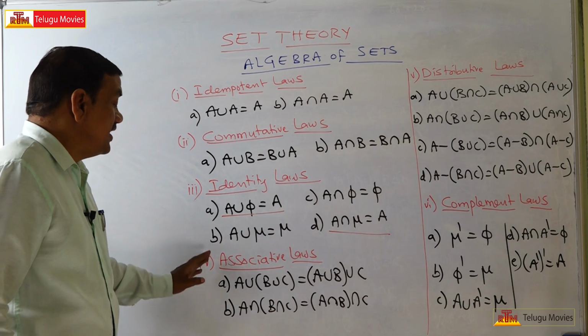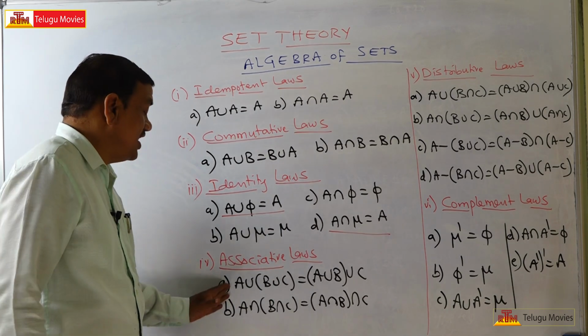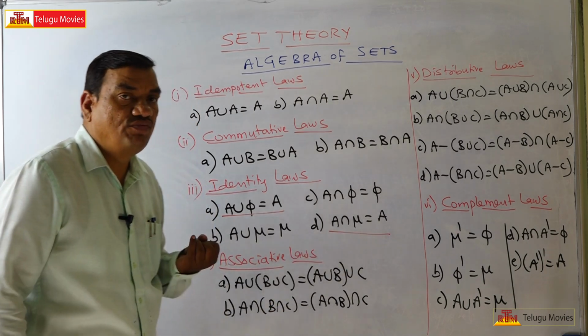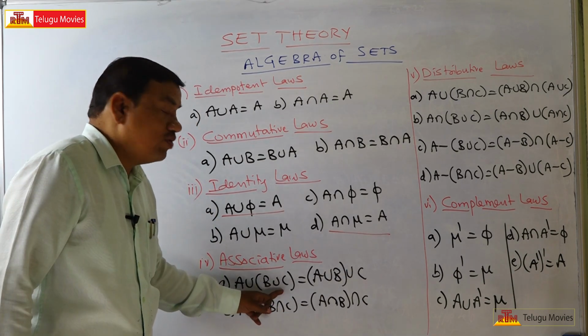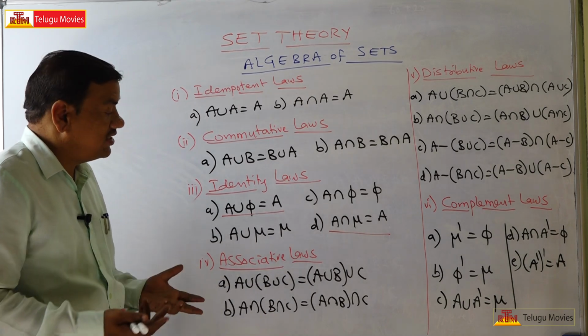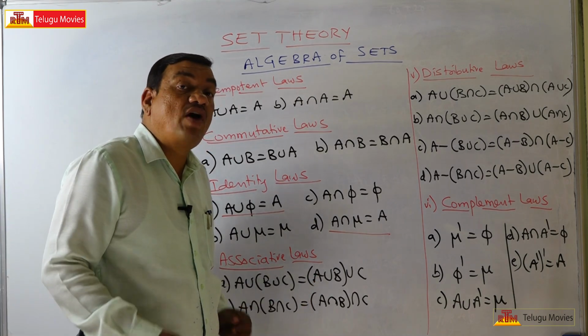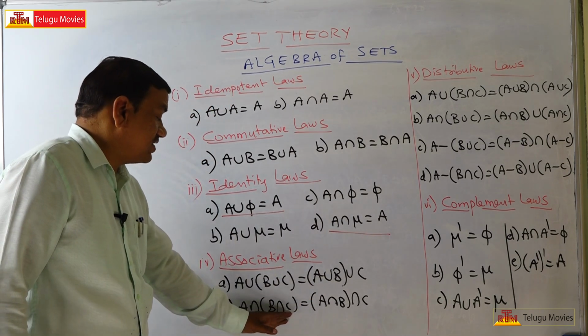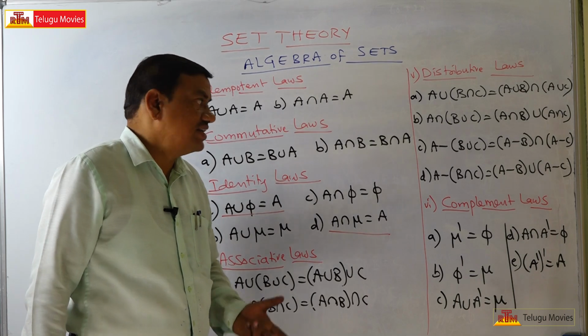Right. Next one, associative laws. A union B union C is the same as A union B union C grouped the other way. That means if you take three sets, first find B union C, then with A. The same result you will get when you find A union B first, then with C. Similarly, A intersection B intersection C is the same either way.